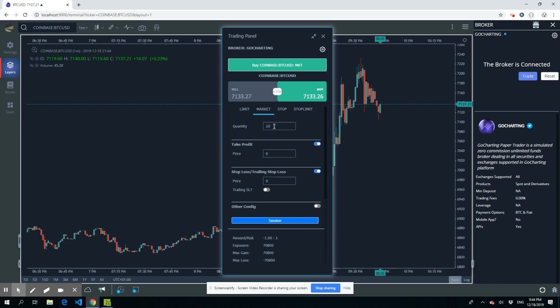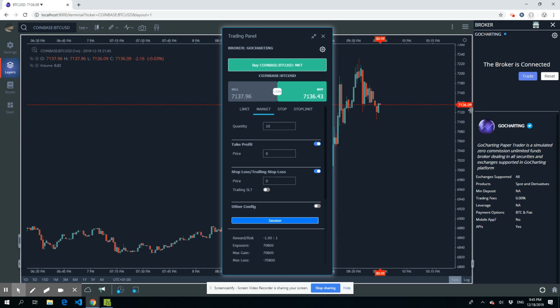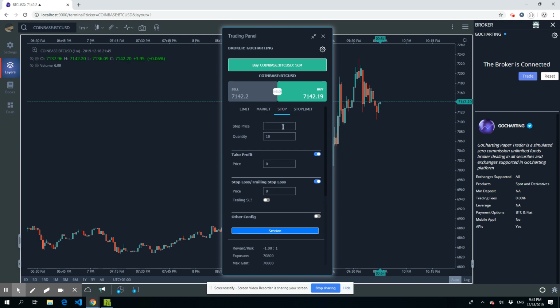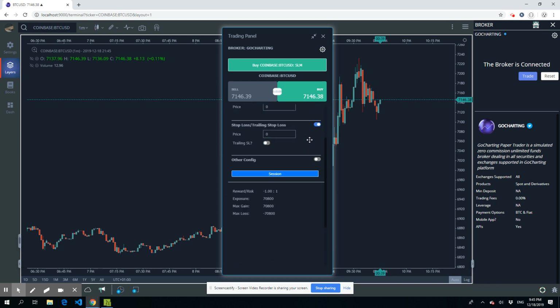You don't need a limit price. You just need a quantity and it trades you at the current market price, which right now is at 7136. You have the stop order, the stop market order, where you put a stop price. A stop price is more like a trigger price at which it will either become a limit order or a market order depending on what you are choosing, whether a stop or limit. So those are the various parts of it.